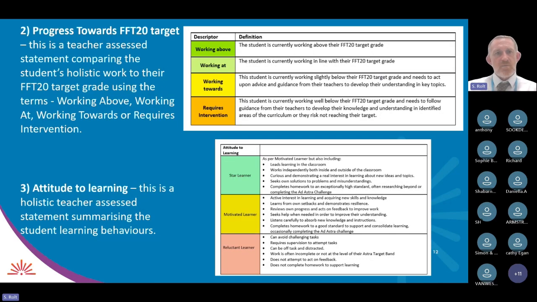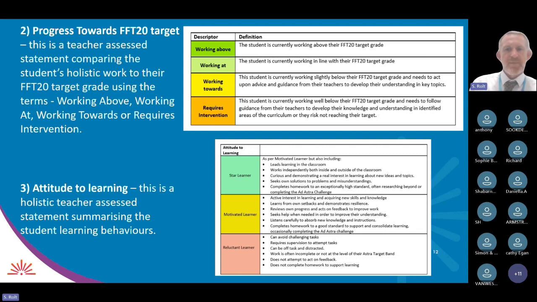Then if a student is already at or above that target grade, then that indicates to the college that they are going to be able to go beyond that level. If they're working towards that target grade, that indicates to the college that they are going to be around that level by the time they get through to their GCSEs. And if they require intervention, that indicates that the students are at the moment away from that.